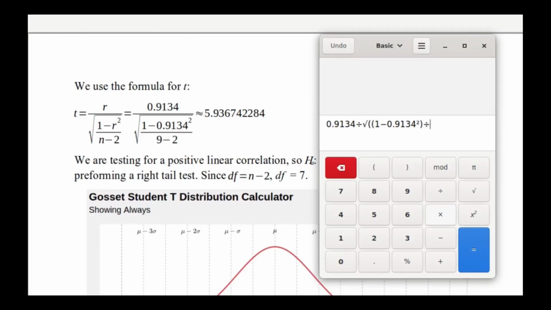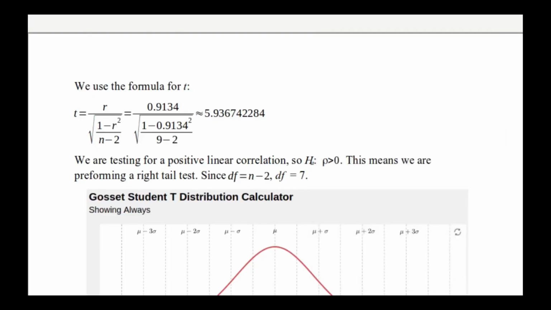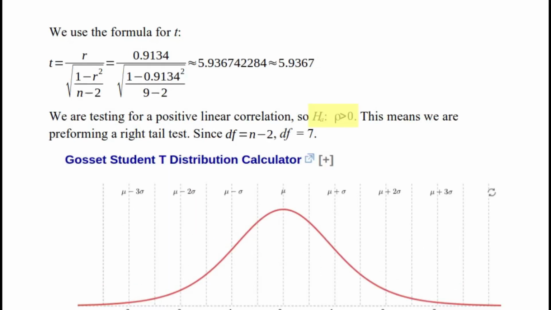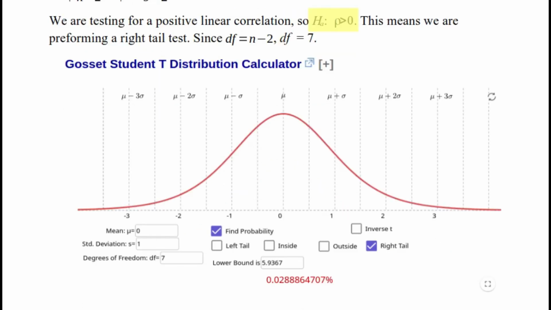I'm going to divide that by, and of course 9 minus 2 is 7, but let's actually use the parentheses on our calculator, 9 minus 2, closing those parentheses. Now there's one more set, it's highlighting that to show us that we've now closed the parentheses that were forming the radical in the denominator, and there is our value for t. We're testing for a positive linear correlation, so the alternative hypothesis is that rho is greater than 0. That means that we're doing a right tail test. Remember, the degrees of freedom is n minus 2. N is 9, so the degrees of freedom is 7.